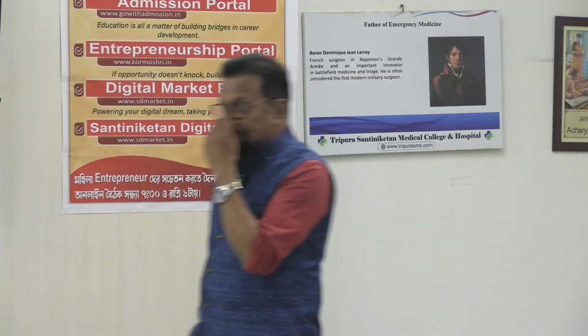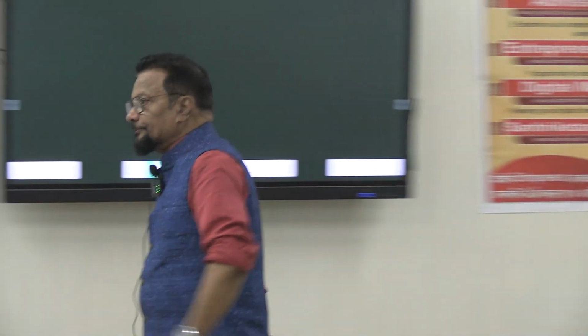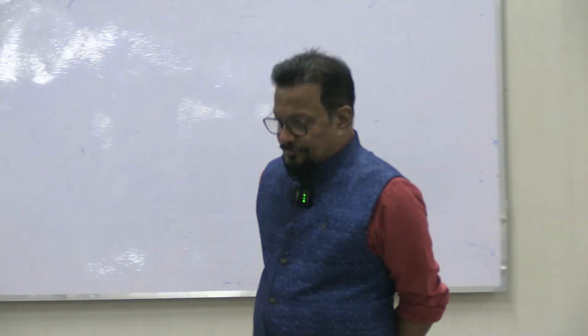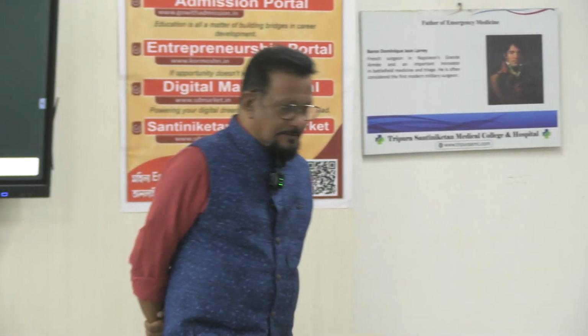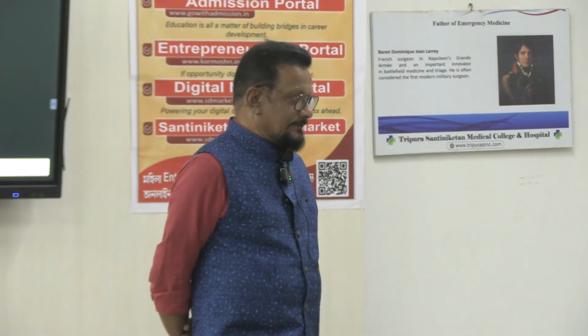So let us start with apoptosis. Apo means fall off. Apoptosis means fall off, means death. And this death is not an ordinary death. It is a programmed cell death. Decided.